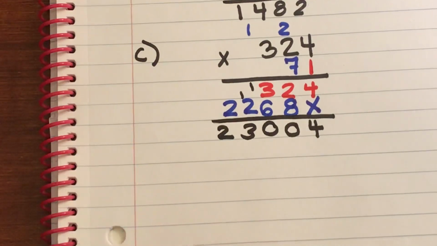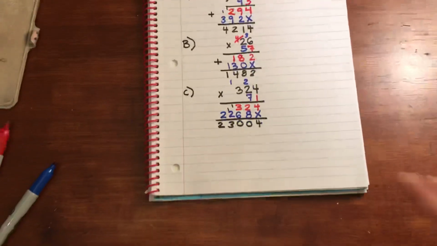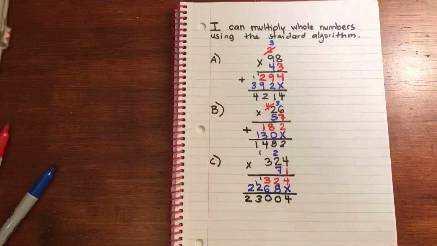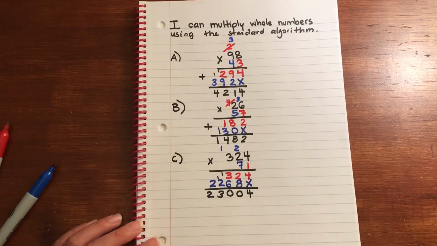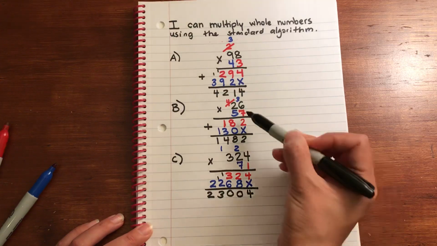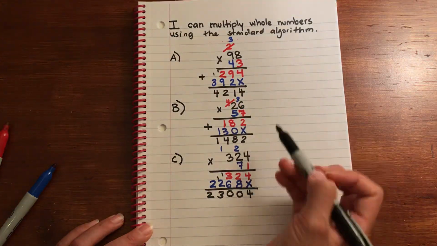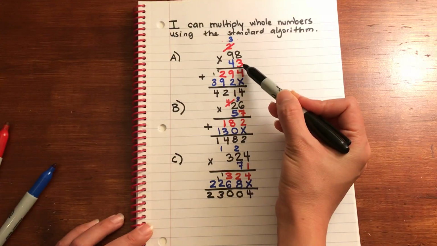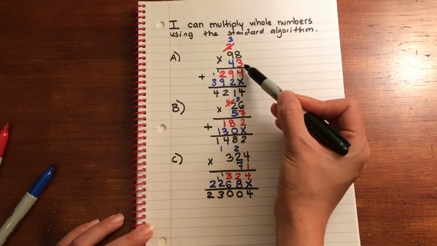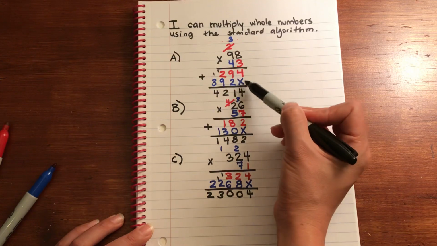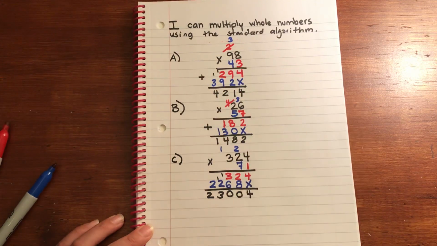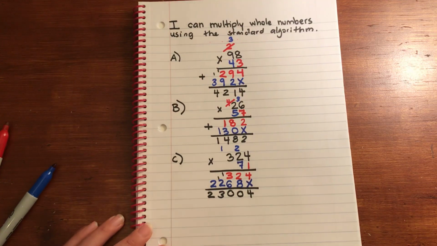23,004. So looking at what we did, just make sure that you look back and you can see how to multiply using the standard algorithm, looking at the place value, what you're multiplying from. That partial product is the first row, and then the second row is the second partial product coming from the second number, or the tens. And that's it for multiplying whole numbers using the standard algorithm.